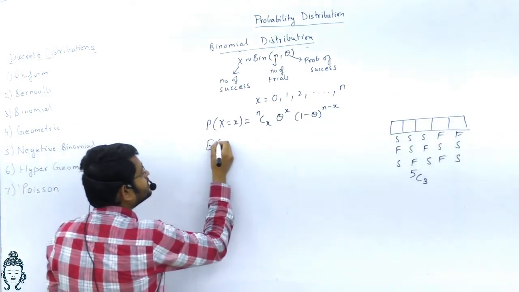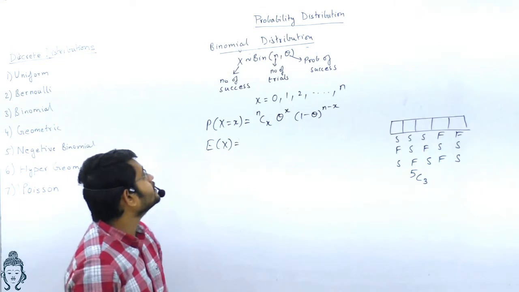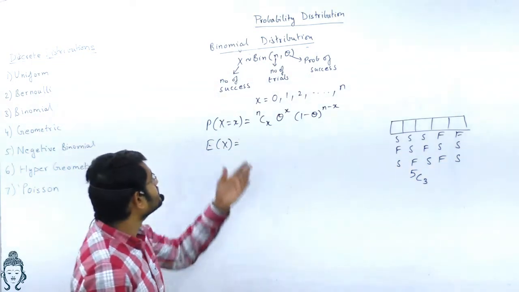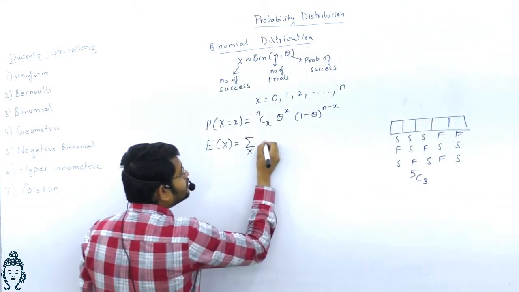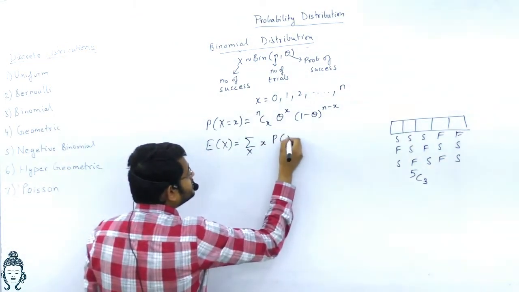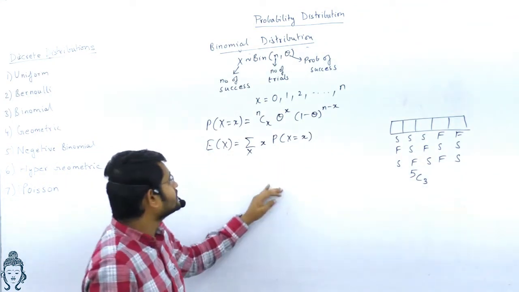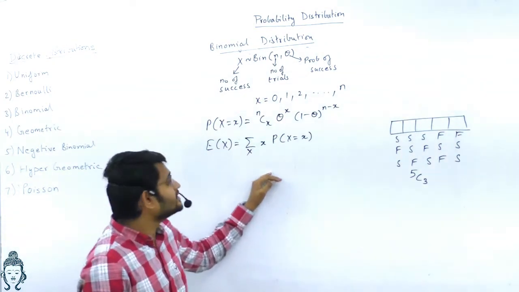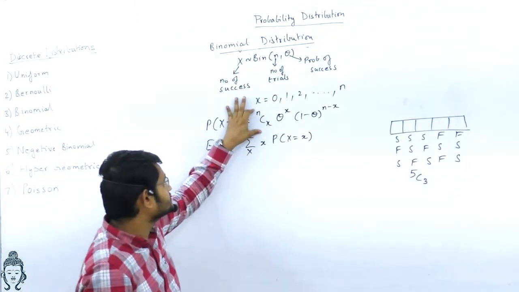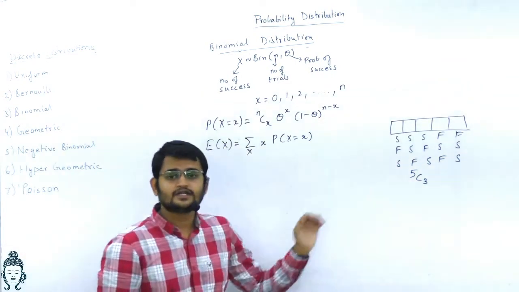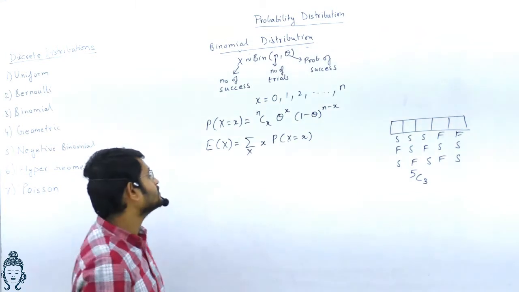Let's find the expected value. So the expected value of successes that we can get using the binomial distribution is nothing but the summation over all values of x of x into probability X equals x. Now the basic mathematics to solve this is not very difficult, but it is a little bit complicated because it requires nCx. So it is not basically in our course. So we'll use logic to solve this particular term.